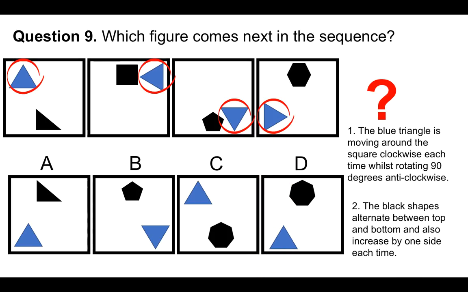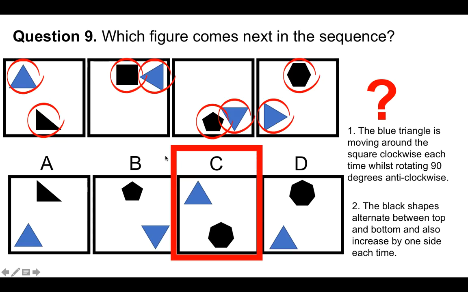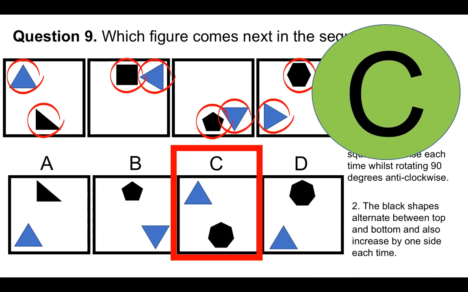Then you'll also see those black shapes alternate between the top and bottom, but also increase by one side each time. So it starts at the bottom there and it's a 3-sided shape, moves to the top to be a 4-sided shape, goes back to the bottom to be a 5-sided shape, and then moves to be a 6-sided shape. So we're actually looking for a black shape on the bottom that's 7 sides in total, and also the blue triangle starts back again at the top left here. So the correct answer is C. You can see upon inspection it looks difficult, but it's actually really easy to answer once you apply some logic to it. So the correct answer is C.